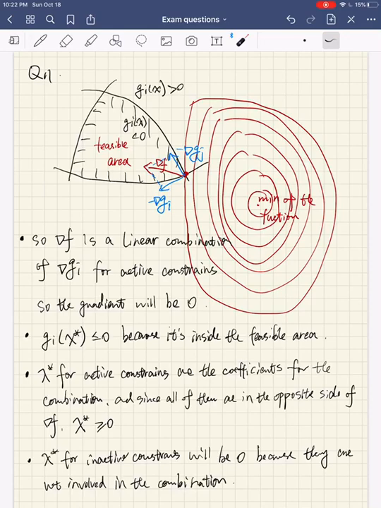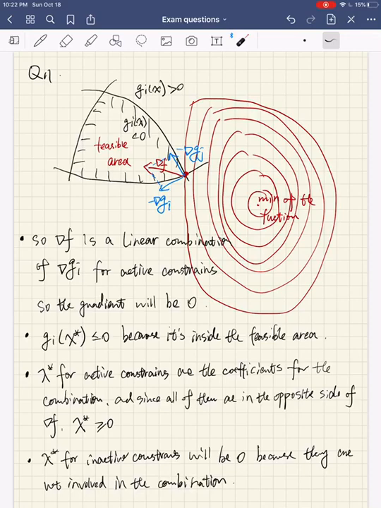And then we need to prove why it's all greater than 0 for the active constraints, because they're all in the opposite direction of delta f. Let's see. So gi is supposed to go this direction, gj is supposed to go this direction. So everything is opposed to the direction of the gradient of f. So in that case, because we want to make the combination equal to 0, all of the lambdas should be greater than 0.